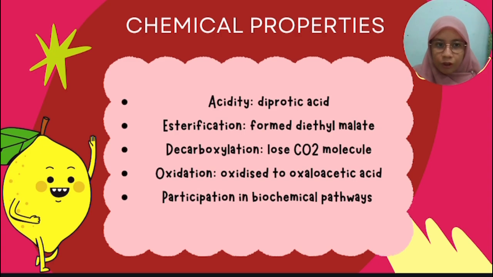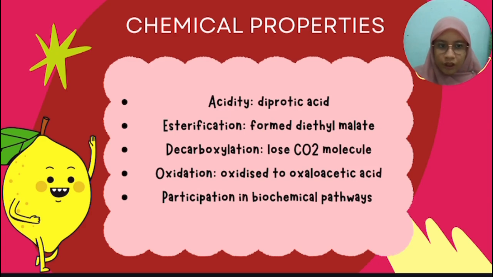Now we will talk about the chemical properties of malic acid. Malic acid is a diprotic acid. Diprotic acid means that it can donate two protons in aqueous solution. Secondly, when malic acid reacts with alcohol, it will form an ester. This process is known as esterification. Esterification of malic acid gives diethyl malate.